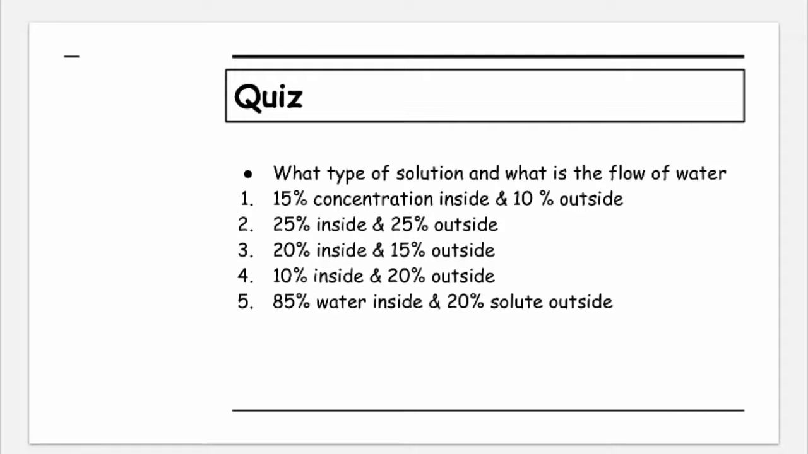Number 5 is a trick question because I said there's 85% water instead of concentration of solute. This would mean that the solute concentration inside of the cell is 15%, and 15% is smaller than 20%, so the solution is going to be hypotonic, which means water is going to enter the cell.